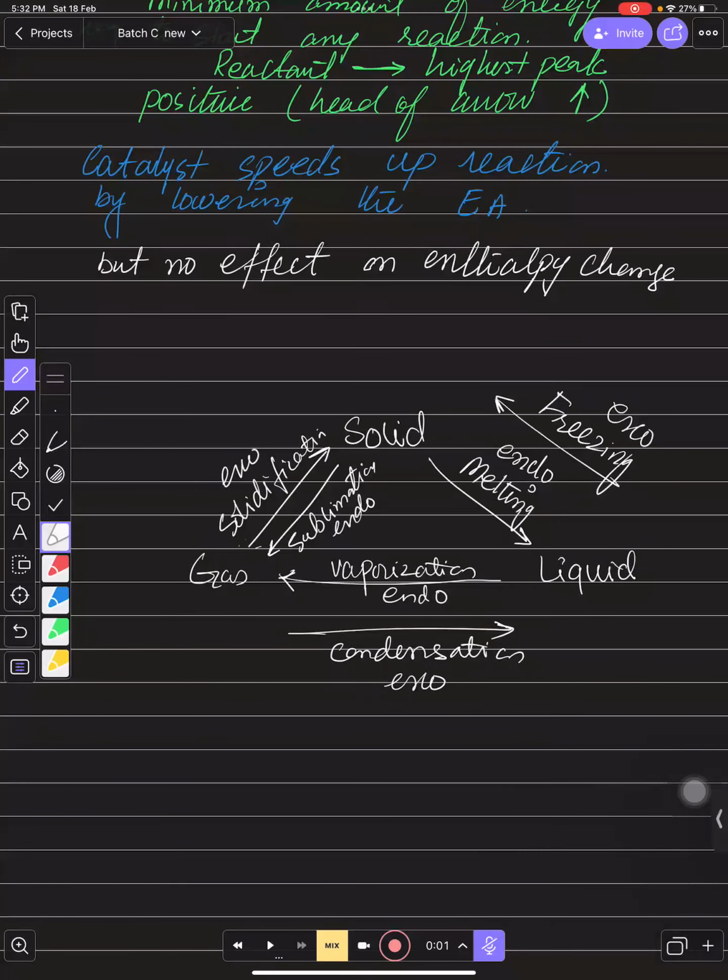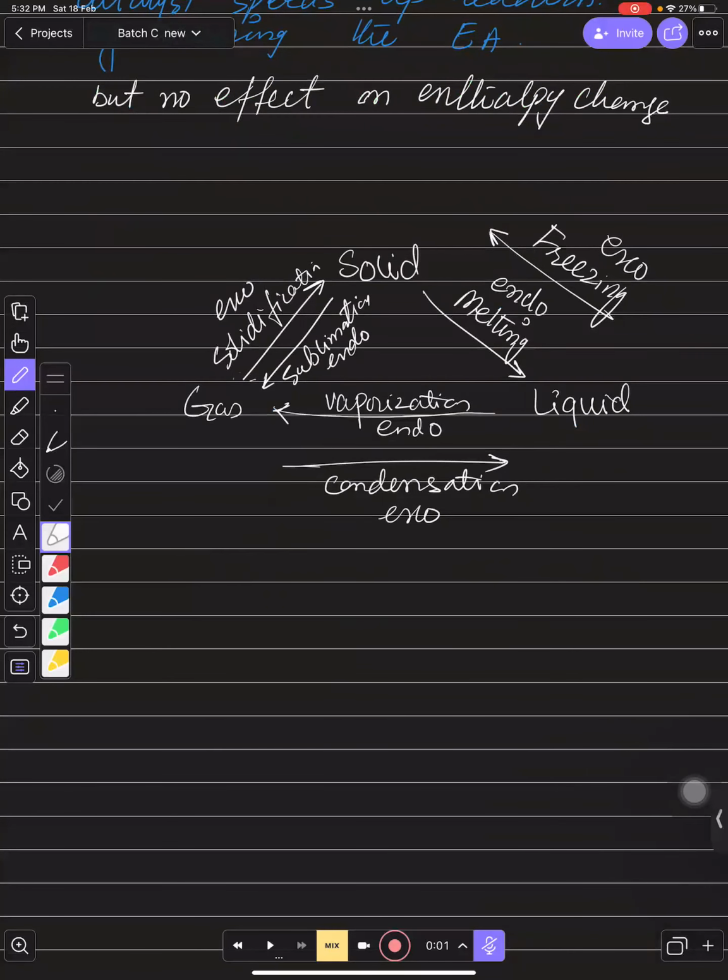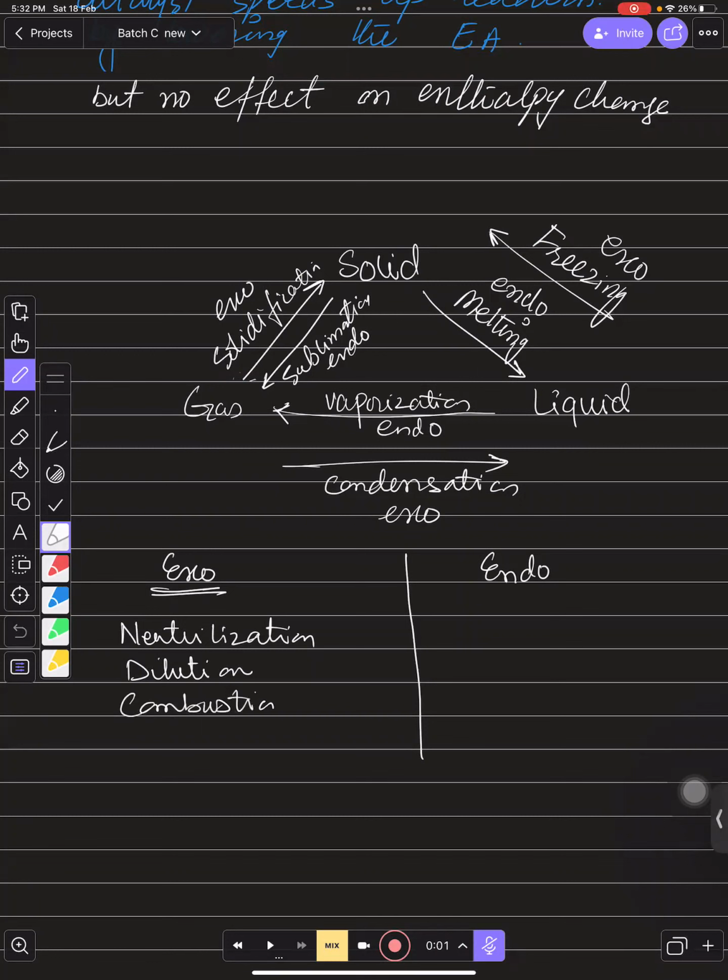Right, sir. So these are the examples that you need to keep remember, and also that we have some more examples of exo and endo. Exo also includes neutralization reactions. Whenever you react acid with base, a neutralization reaction takes place, so it would be exo. And dilution, if you are adding acid to the water, is also an exothermic reaction. If you talk about combustions, the burning of substances, it is also exothermic, right? So these are exothermic reactions that you need to keep remember.